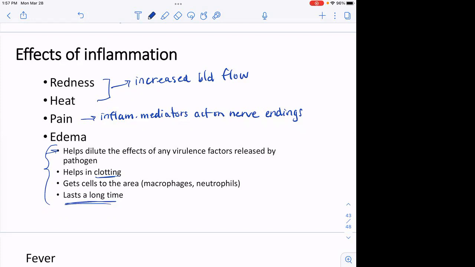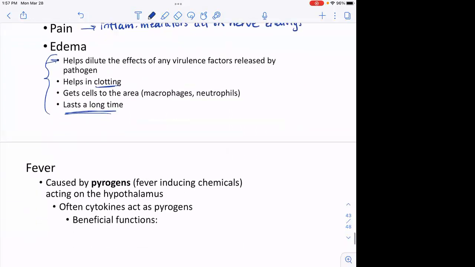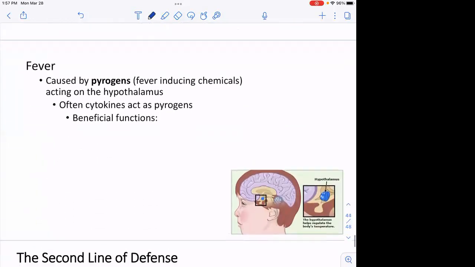Sometimes another effect of inflammation is loss of function. Depending what source you look at, that's sometimes considered a hallmark of inflammation as well. Another effect of inflammation can potentially be fever.